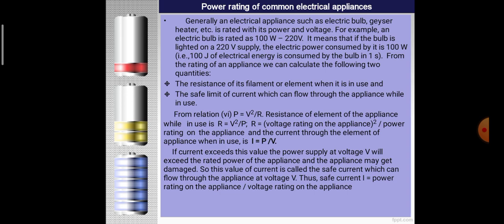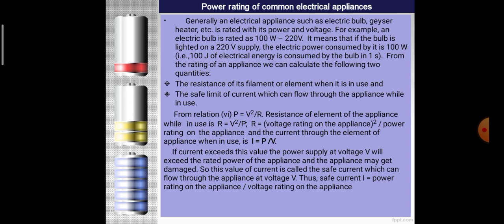From the rating of an appliance, we can calculate the following two quantities. 1. The resistance of its filament or element when it is in use, and 2. the safe limit of current which can flow through the appliance when in use. From the relation P = V²/R, the resistance of the element of the appliance while in use is R = V²/P.